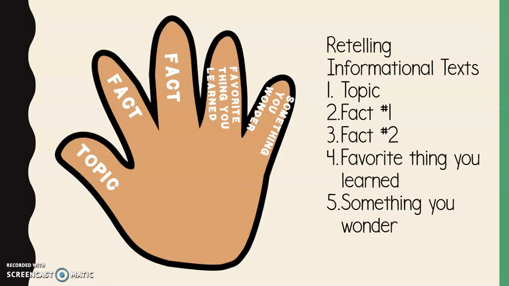When retelling an informational text, you're going to start by retelling the topic. What was the book mostly about? Then you are going to tell a couple facts from the book, the most important facts. You can choose to tell 2 or 3 facts. After that, you're going to tell your favorite thing that you learned from the text. Then, last thing you'll say is something you wonder about the text. I'm going to give you an example.